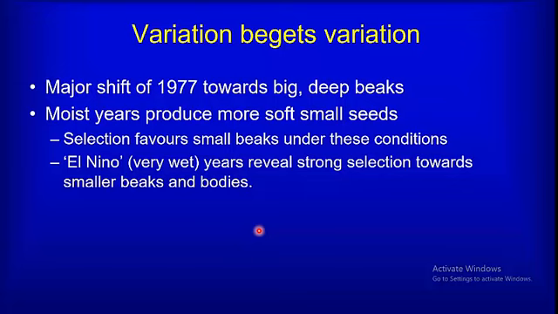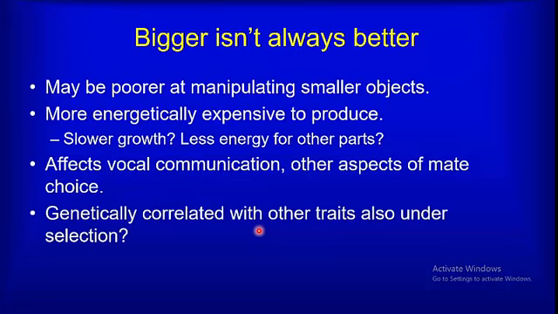Now, when there are moist years, then there are lots and lots of soft and small seeds. When that happens, the selection actually moves in the reverse direction. Now, obviously the question here is that if you have a big beak, then you should be able to eat both the big seeds and the small seeds. So why isn't selection making all the beaks big forever?